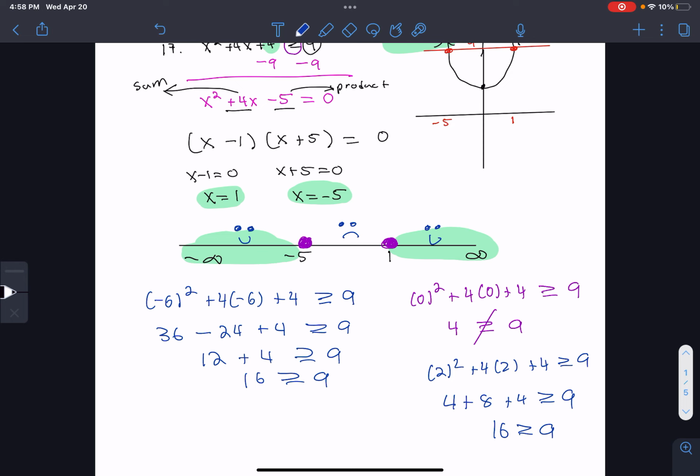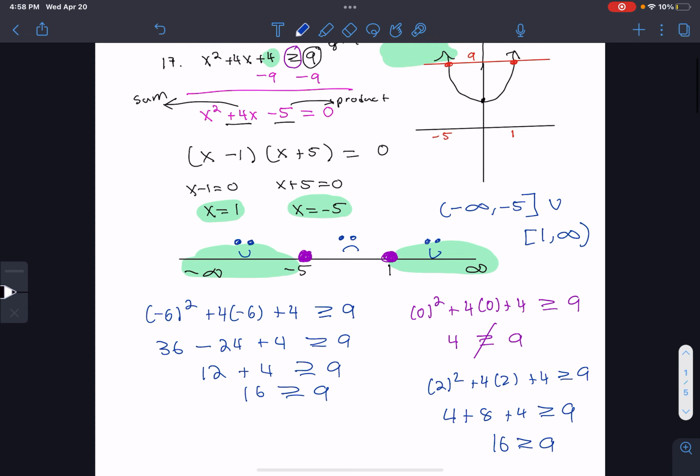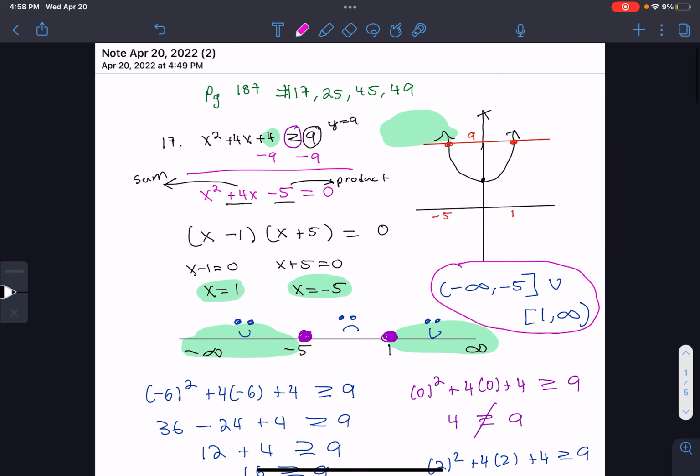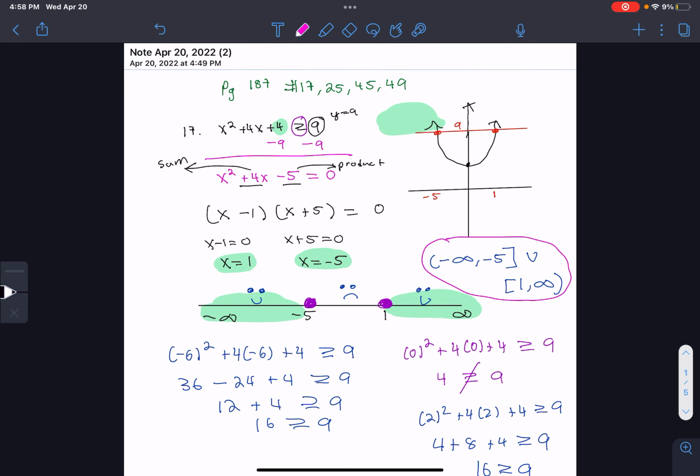So we're going to write this in interval notation. We go from -infinity to -5 bracket, because -5 is included, union 1 to infinity, and that is your final answer. Once again, this graph here illustrates what I did, but remember, these are friendly. Like x squared plus 4x plus 4 was pretty easy for me to graph, and y equals 9 was easy to graph, but you're going to be expected to do this without graphing. I just did that picture to give you a visual.